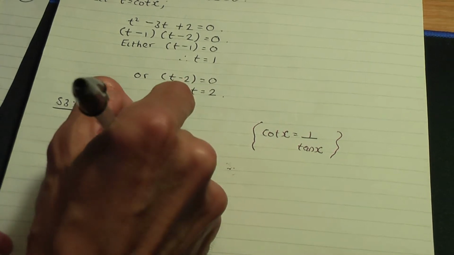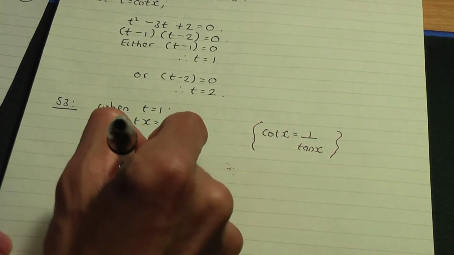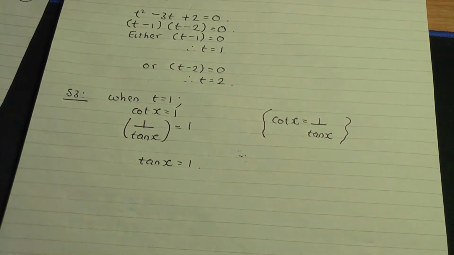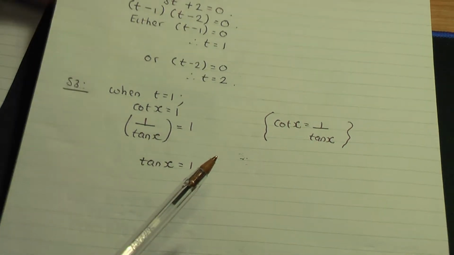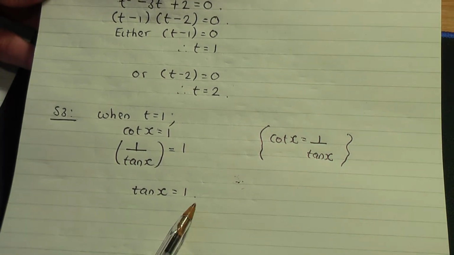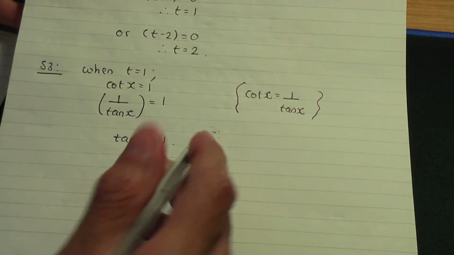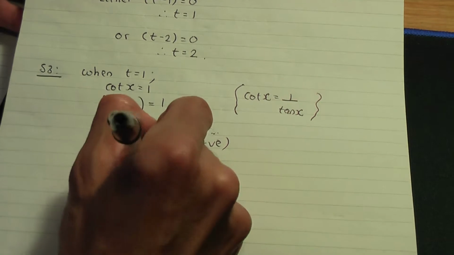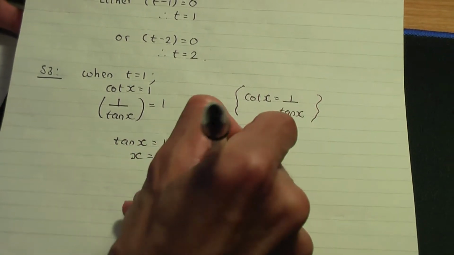So by doing that replacement, 1 over tan is equal to 1. That implies tan x is 1. So that is one of the equations that we need to solve. Now, how do we solve this equation? We're going to use our cast diagram. So tan x is plus 1, so our tan is positive. To work out x, we're going to calculate the inverse tan of 1.